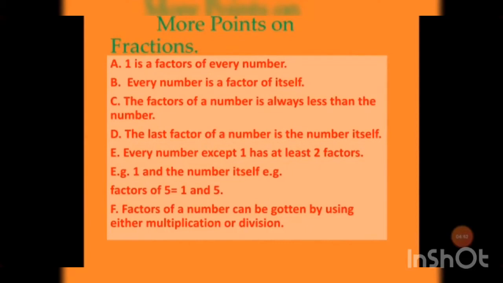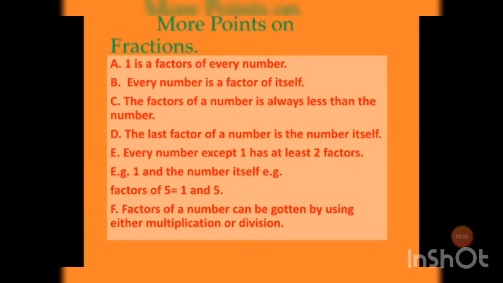The last factor of a number is the number itself. Okay? So when you're looking for the factors, always have it at the back of your mind that the last factor you write down is that number itself. Then every number except number 1 has at least 2 factors. So number 2 will have 1 and 2. Okay, but number 1 has only itself. So from number 2 up, they all have at least 2 factors.